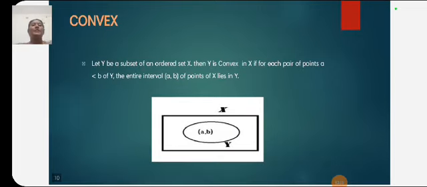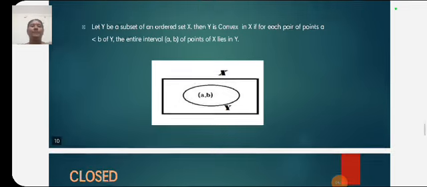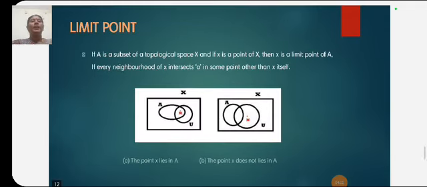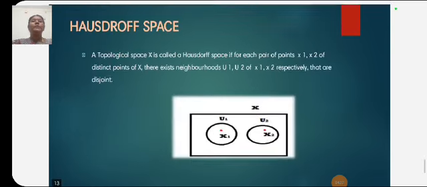Next, convex sets. Let Y be a subset of an ordered set X, then Y is convex in X if for each pair of points a less than b of Y, the entire interval (a, b) of points of X lies in Y. Closed set. A subset A of a topological space X is said to be closed if the set X minus A is open. Limit points. If A is a subset of a topological space X, and if x is a point of X, then x is a limit point of A if every neighborhood of x intersects A in some point other than x itself.